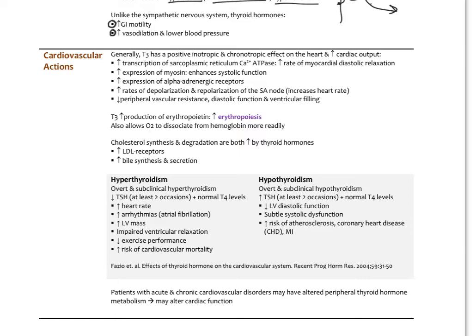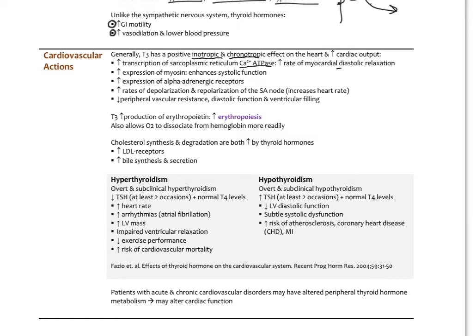So that's going to affect the contractility of the heart muscle and make it contract more efficiently. And chronotropic, meaning time effects, is going to increase heart rate. So increases heart rate and cardiac output. It's going to increase the transcription in the sarcoplasmic reticulum of calcium ATPase, and that's going to affect the amount of calcium that a heart muscle cell can store, and that is going to increase the rate of the diastolic relaxation. So it's going to affect the cardiac action potential, and we'll look at that in the cardiovascular section, how the heart muscle contracts.